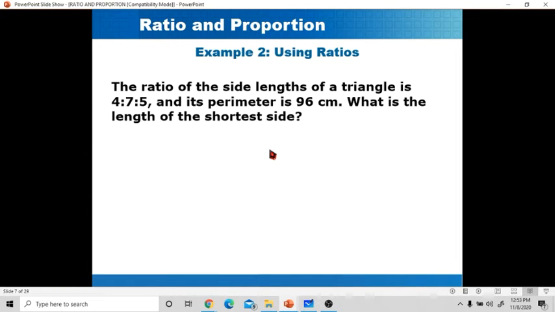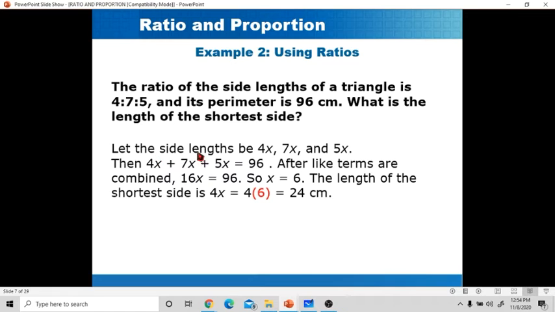Let's proceed to using ratios to solve problems. The ratio of the side lengths of a triangle is 4:7:5, and its perimeter is 96 cm. What is the length of the shortest side? Here, we will let the side lengths be 4x, 7x, and 5x. This is the ratio, 4:7:5.